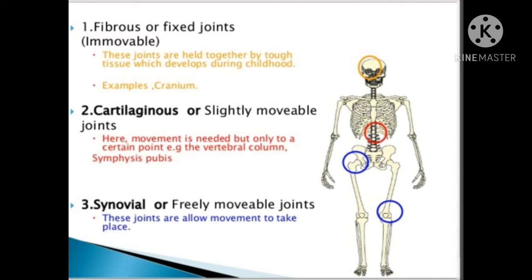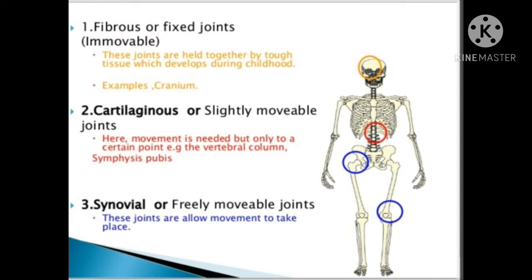Now children, with the help of the picture, try to understand the types of joints. First is fibrous or fixed joints, and they are also called immovable. By the yellow color they are represented. These joints are held together by tough tissues which develop during childhood. Example, these are present in the cranium or skull.